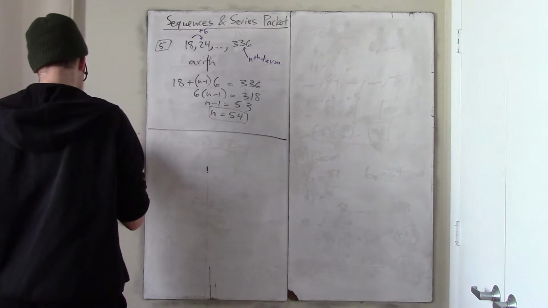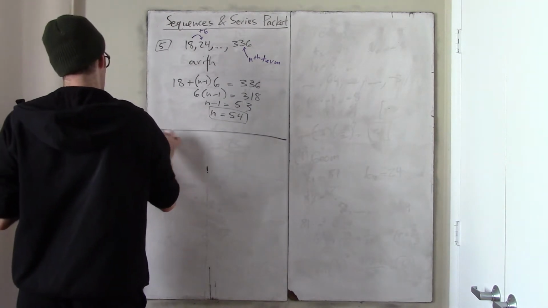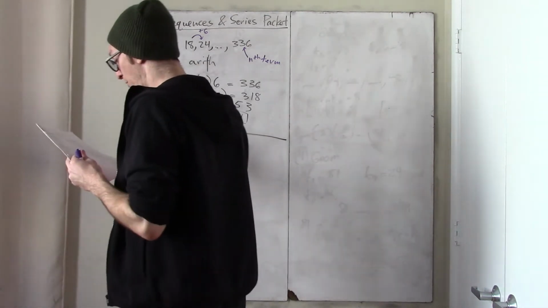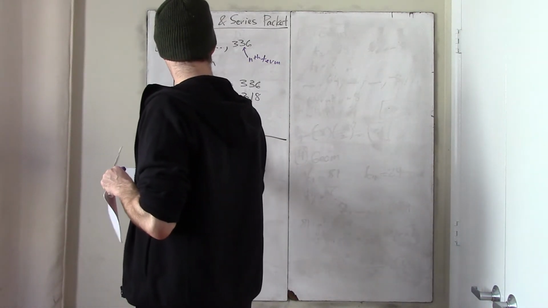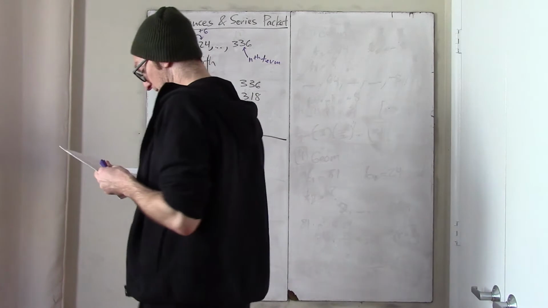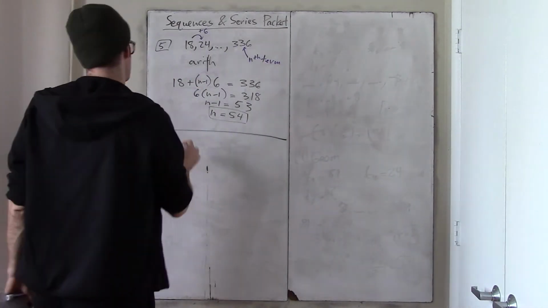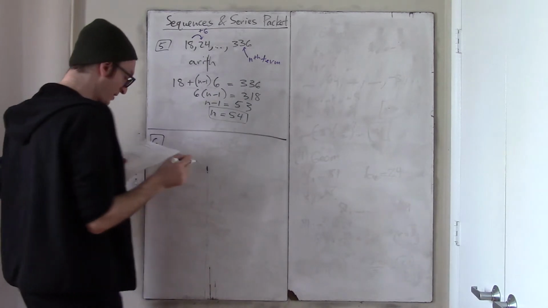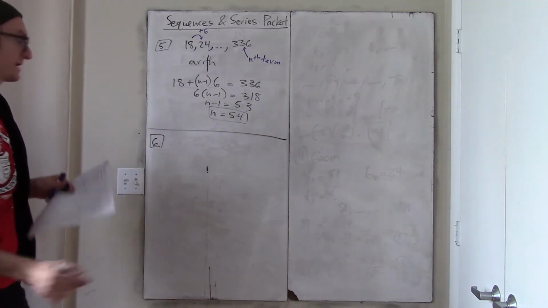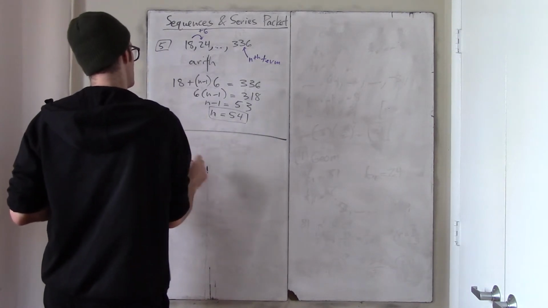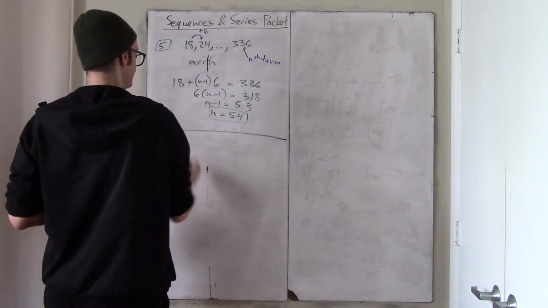Problem 6. Find the number of multiples of 7 between 30 and 300, inclusive. Okay, so how are you supposed to do this? Well, let's start. Find the number of multiples of 7 between 30 and 300. Let's think about it this way.